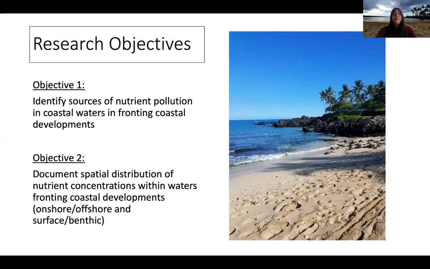So for my study, I had two objectives. I wanted to identify sources of nutrient pollution in these coastal waters that were fronting coastal developments. And then my second objective was to document the spatial distribution of nutrient concentrations within the waters. So again, both onshore, offshore, as well as surface and benthic.